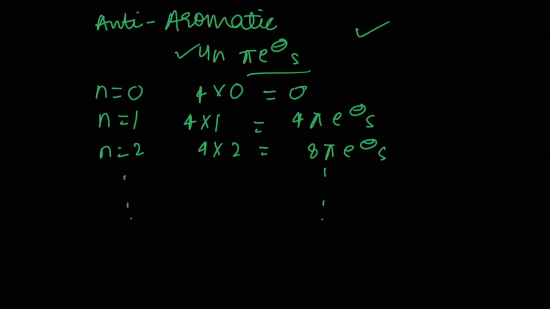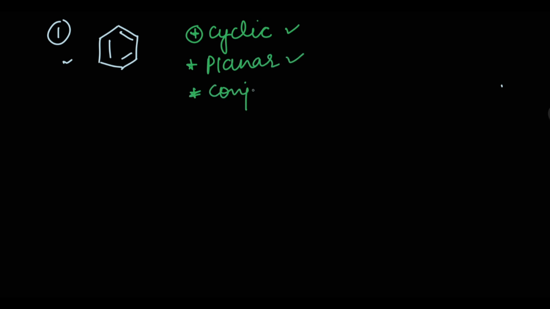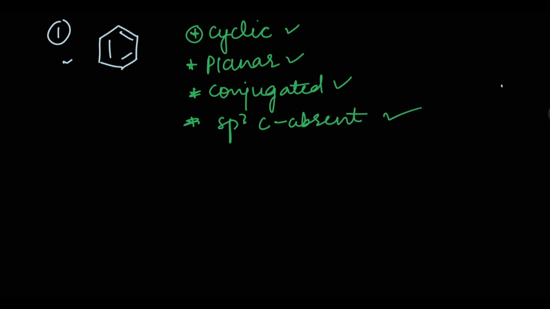Now let's see some examples so you can easily identify them. Let's take the example of benzene. You all are familiar with benzene, right? So let's see all the five conditions. Is it cyclic? Yes, it is cyclic. Is it planar? Yes, it is planar. Is it conjugated? Yes, it is conjugated. Are sp3 carbons absent over here? Yes, sp3 carbons are absent over here, so this rule also follows.